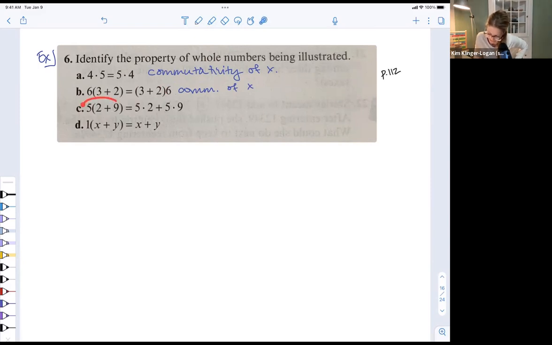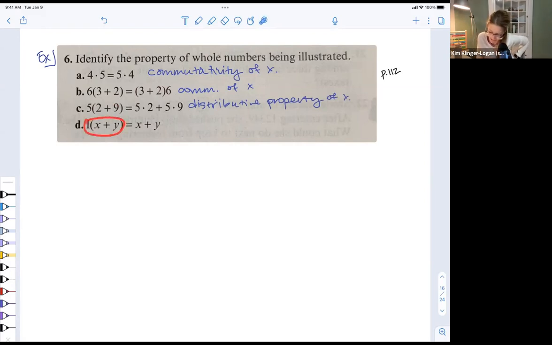What's different in C, though, is that the left-hand side looks similar, right? Different numbers, but similar form. But here, on the right-hand side, this 5 is now distributed to each of these new terms as opposed to being the switched order. And so this is an example of the distributive property of multiplication.